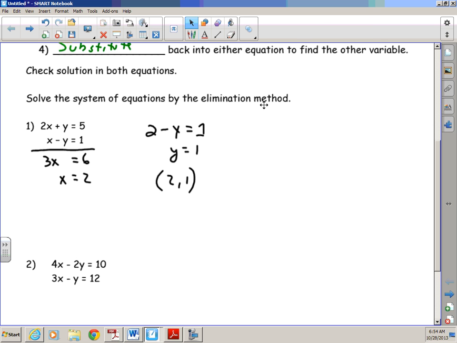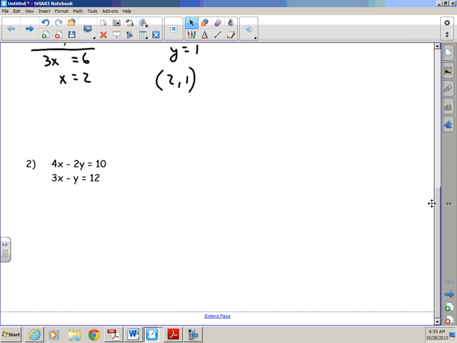Now, they're obviously not going to be as straightforward as the first one, but not that much work. So now I have 4x and 3x. They're not opposites. And I have 2y and a negative 1y. They're not opposites. But if I multiply one of these two equations by a particular number, I can create opposites. The easiest thing to do is to create the opposite of the negative 2y, which is a positive 2y. So I'm going to multiply the second equation by negative 2.